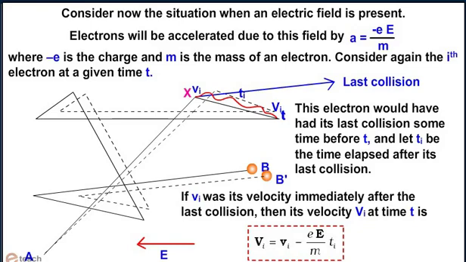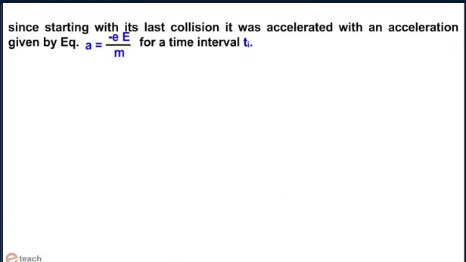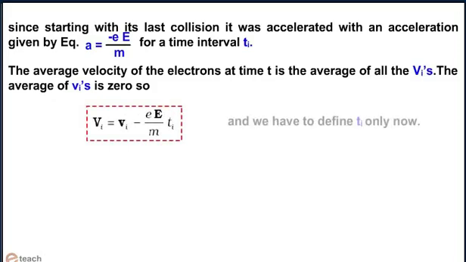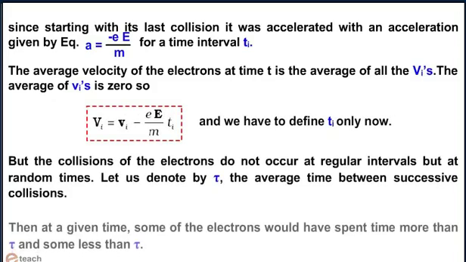Let us consider the ith electron at a given time t. This electron would have had its last collision sometime before t, and let ti be the time elapsed after its last collision. If vi was its velocity immediately after the last collision, then its velocity at time t can be determined by using the formula v is equal to u plus at. The average velocity of the electron at time t is the average of all the vi's.